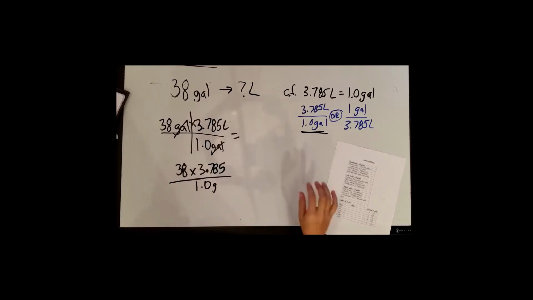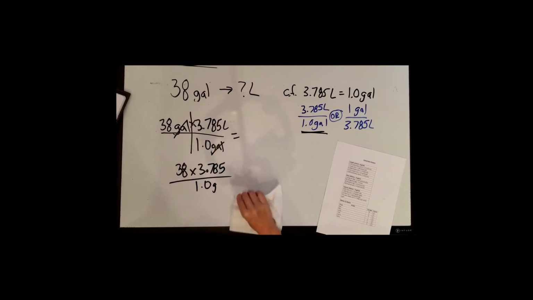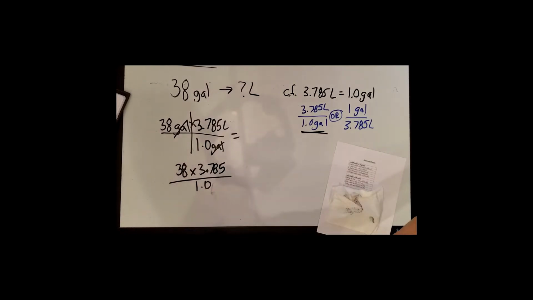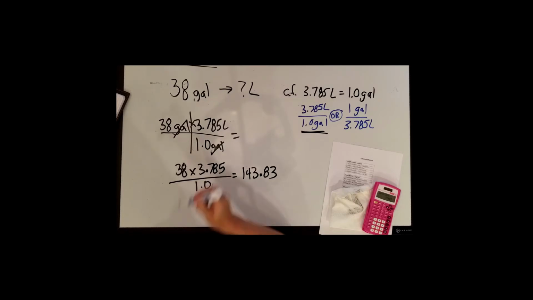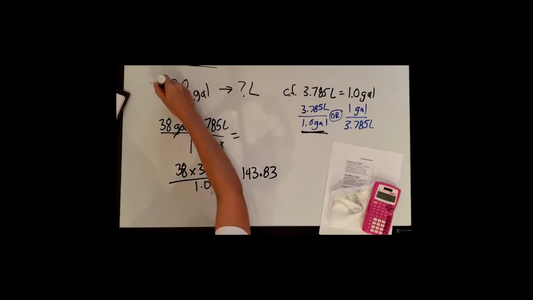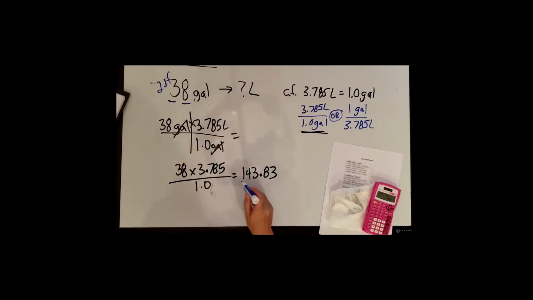Oops, didn't put my units there. So, it's going to give me 38 times 3.785, which is 143.83. Remember, we've got to look for significant figures, so let's go up to our original number. There are just 2. So I want just 2 in my answer.